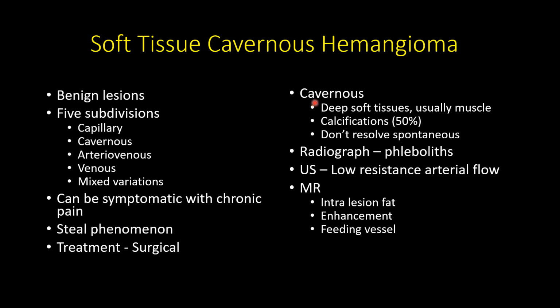Cavernous hemangiomas again are within the deep soft tissues and usually have calcification in 50% of the cases, which are seen as phleboliths. On the radiographs, we see the phleboliths. Unless it's really large, we don't see anything else. You can see osseous changes if the hemangioma is close to the bone, like periosteal reaction or cortical thickening. In ultrasound, we can see the phleboliths and also low resistance arterial flow. And the things to look for in MRI are intralesional fat, enhancement of tubular structures, and a feeding vessel.